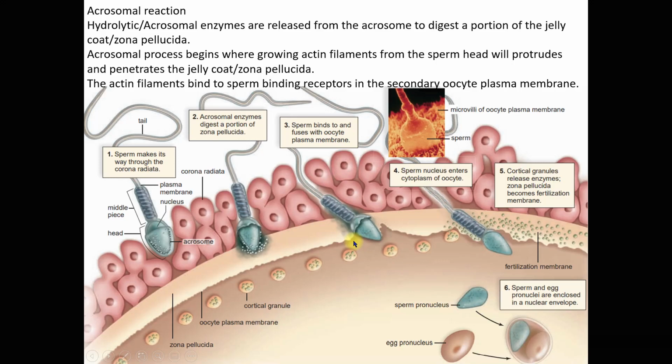I think I have the diagram here. Yes, now you can see this is the actin filaments that bind with the sperm binding receptor, which is in the secondary oocyte plasma membrane. This orange color here is the secondary oocyte plasma membrane, and this is the sperm binding receptor. This is the acrosomal enzyme that digested a portion of the zona pellucida.